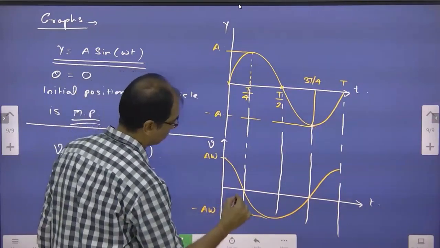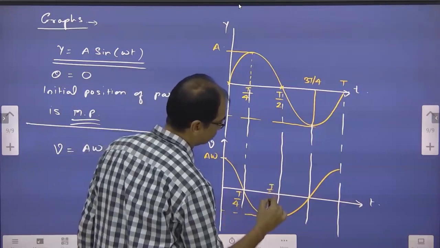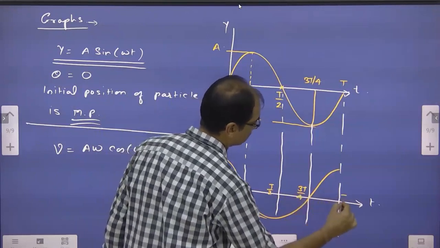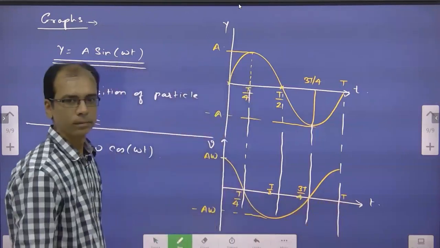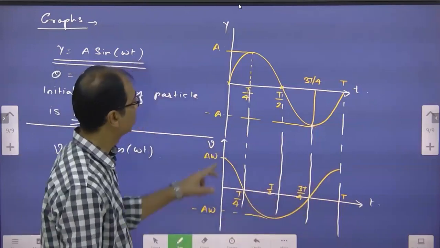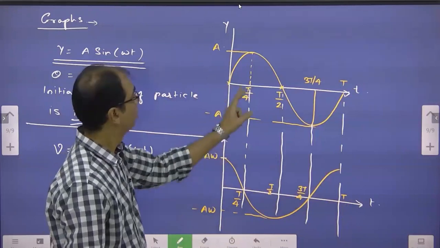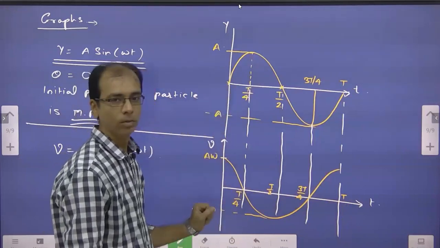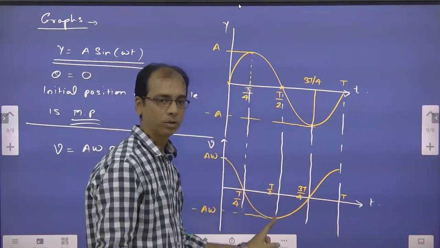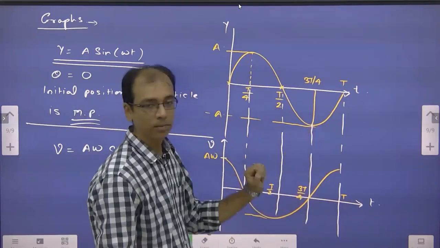This time, T by 4. This time, T by 2. This time, 3T by 4. And this again, T. Okay, this is cos curve. So you can see over here, when position is 0, velocity is maximum. When position is maximum, velocity is 0. Then again, when position is 0, velocity is again maximum in opposite side. When velocity is 0 here, position is maximum.